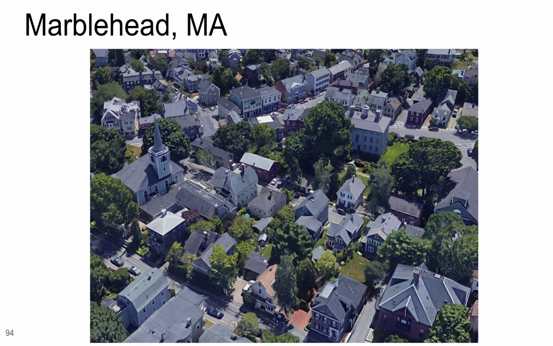for example, Marblehead, Massachusetts. I grabbed this off of Google Earth. That's why some of the houses look wrinkly. But like, here's the church and the town square and these distinctive New England buildings.